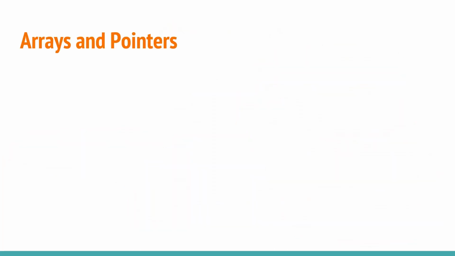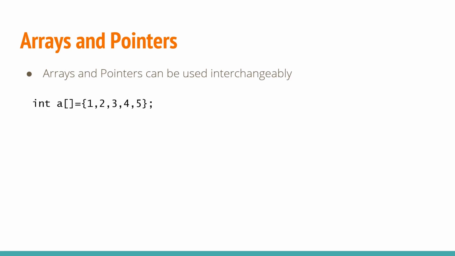Next we will see how arrays and pointers are related. Arrays and pointers can be used interchangeably. What is the meaning of this? Let's try to understand the meaning of this with an example. Here I have defined an array using compile time initialization and specified 5 elements into that array, which is of type integer.